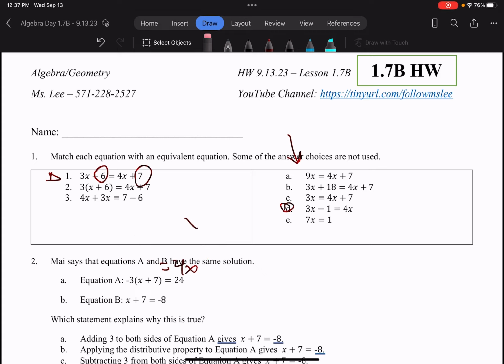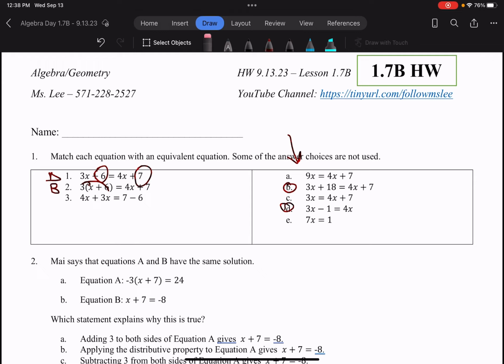All right, number 2. Number 2, when I see it immediately, I see that there's distributive property. So my first instinct would be to go ahead and distribute that 3, and that's going to give me 3x plus 18. Remember, you have to distribute through the parentheses, equals 4x plus 7. And immediately, I see an answer, option B, that matches that.